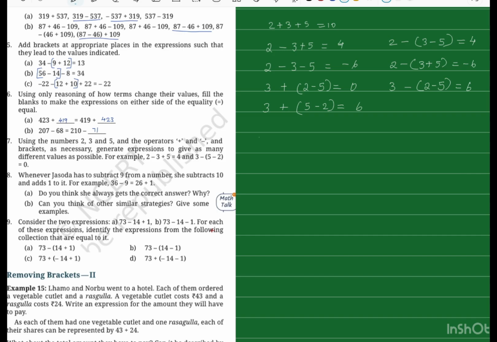Or we can say that when we open the bracket, it will become 3 minus 2 plus 5. That is 3 minus 2 is 1 plus 5, that is equal to 6.